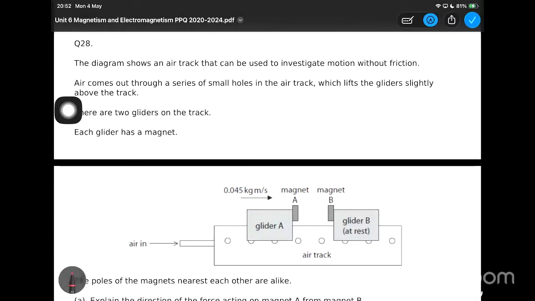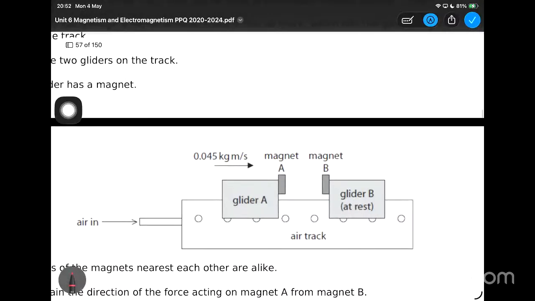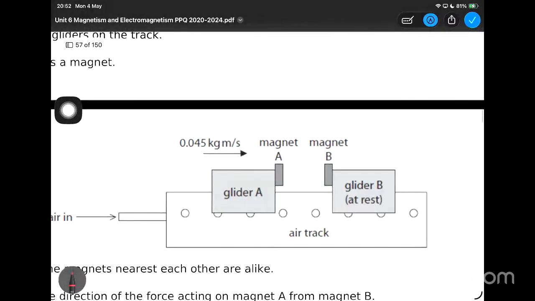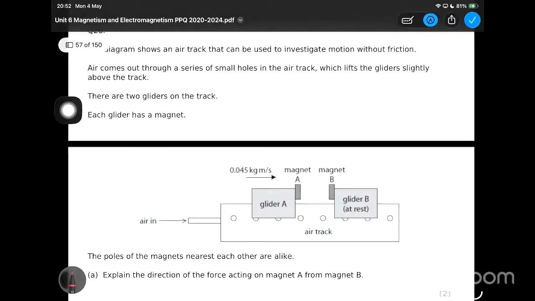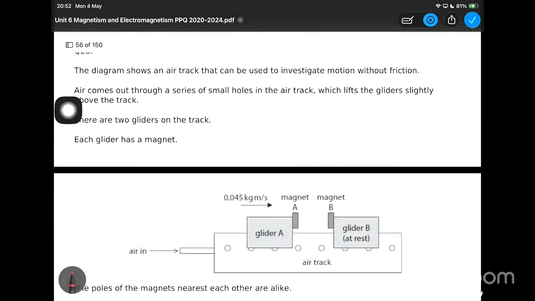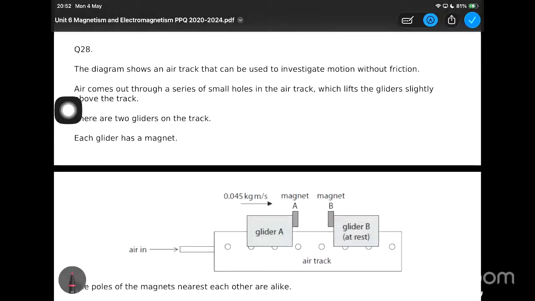Here, we are pumping air as given in this diagram, and there are some small tiny holes like this, and there are some gliders, right? We can place these gliders on top of it, and because of this air supply, these gliders won't be touching the air track. Instead, they will be floating, right? So you will have a small space in between the air track and these gliders.